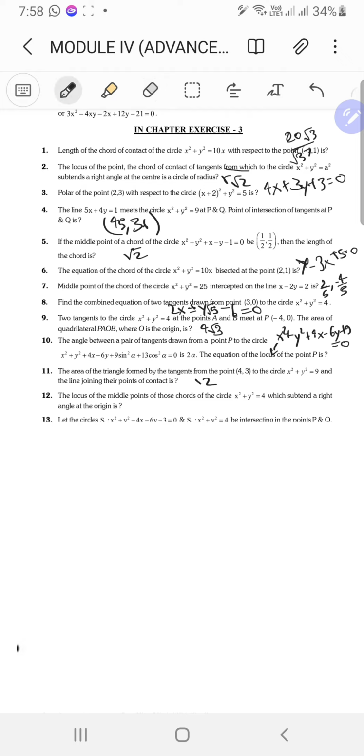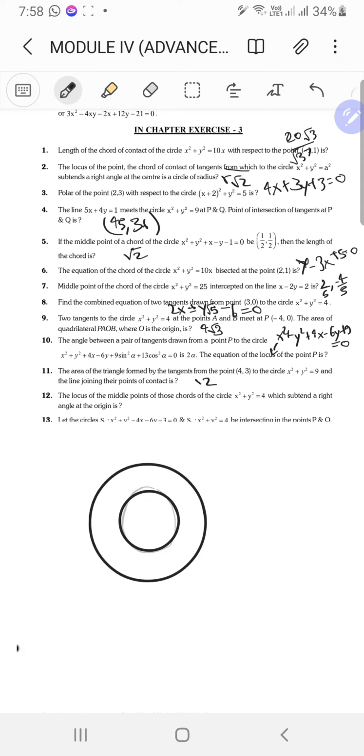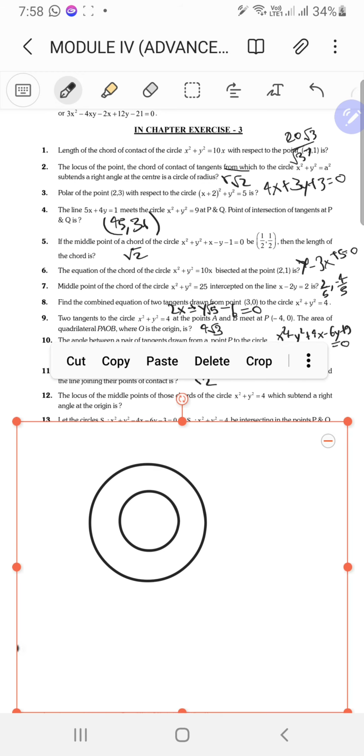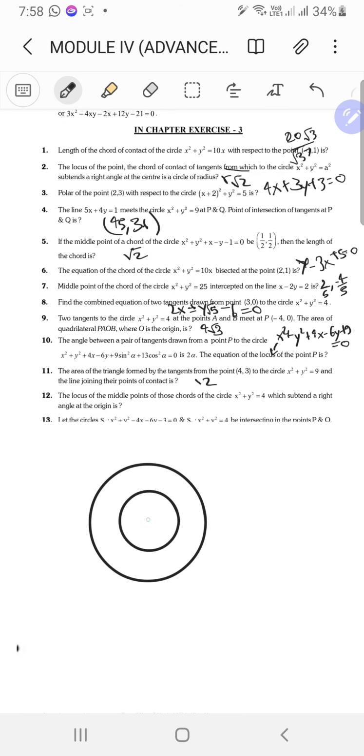The locus of the midpoint of those chords of the circle x squared plus y squared equal to 4, which subtend a right angle at the origin is, okay, didn't we just do that? I think we just did that. So it's just going to be another circle, another concentric circle, and this is the center (0, 0).